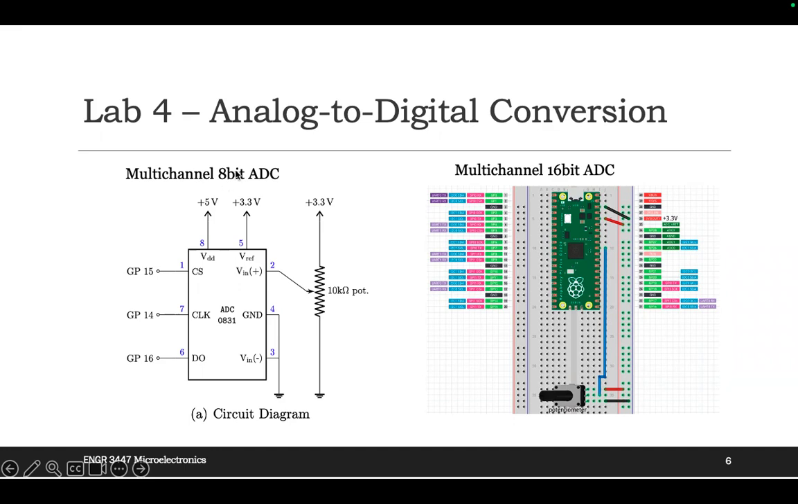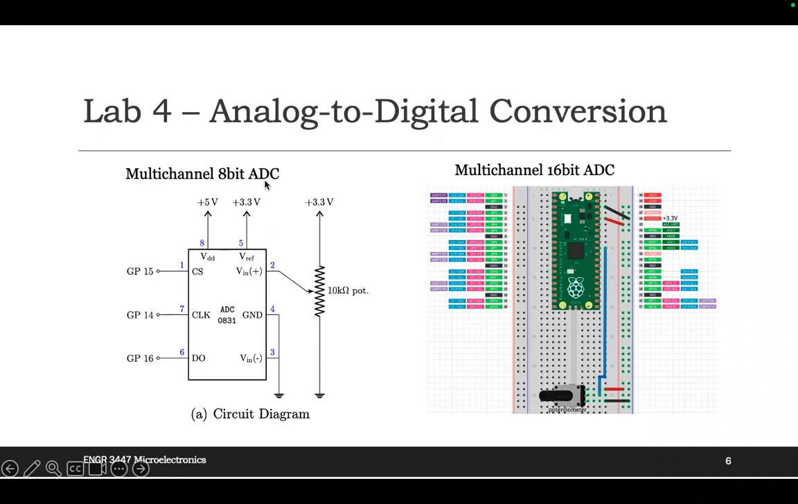8-bit ADC, what does that mean? Any question? Any other students? 8-bit and the 16-bit, what's the difference? There is an 8-bit ADC and a 16-bit ADC. What's the difference? Accuracy. Which means for the 8-bit ADC, the maximum number will be 255.